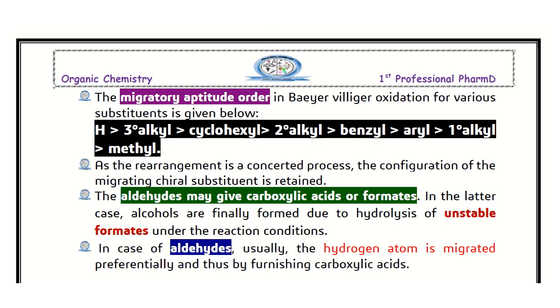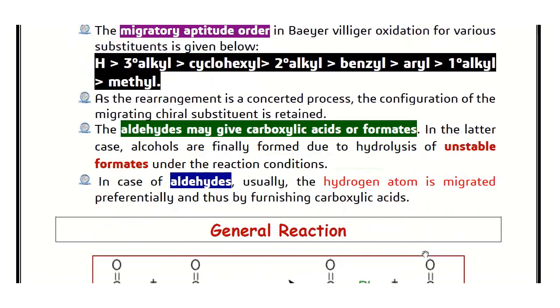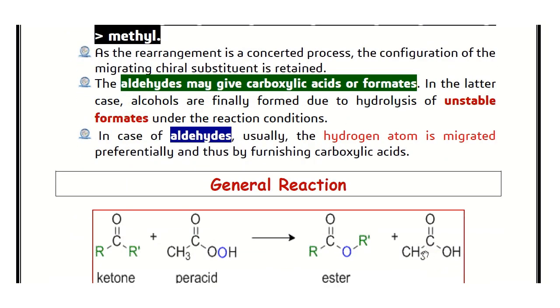Aldehydes can also undergo the Baeyer-Villiger oxidation reaction. When an aldehyde undergoes Baeyer-Villiger oxidation, it is converted into a carboxylic acid. It can also be converted into formates, but formates are usually unstable, so they can undergo hydrolysis and get converted into the alcohol. In the case of aldehydes, hydrogen has the greater migratory aptitude, and that's why they are converted into the corresponding carboxylic acid.